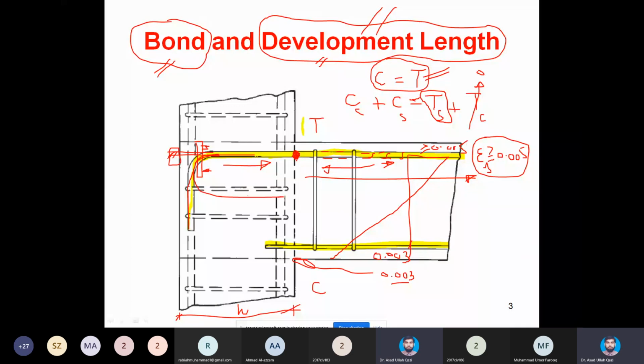So in this way, bond and development length becomes so important that the reinforced concrete cross section, which is in equilibrium, and we say T is equal to C, it can be realized and T can be developed and a composite action is ensured. I just want to explain this point a little further.